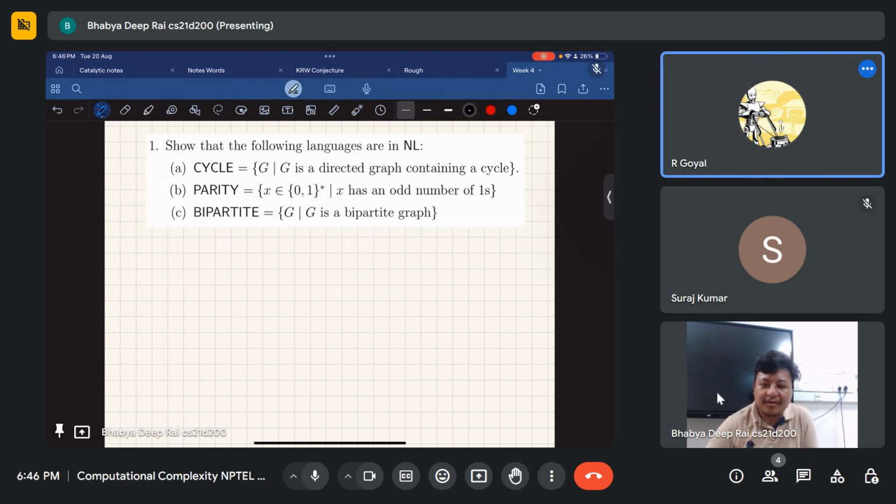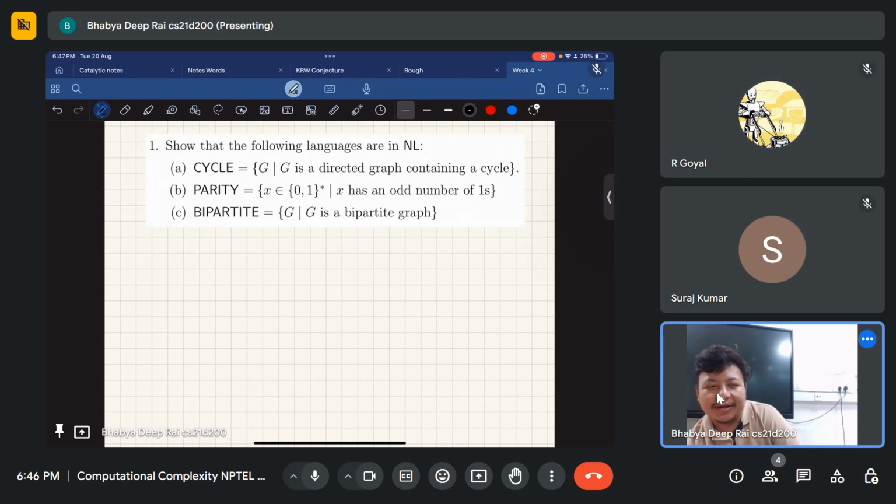Similarly, the same logic can be used for parity. And I'm not sure about bipartite, because even though you discussed in the last session how to show whether a given graph is bipartite or not, I forgot the mechanism. Except that bipartite is the two-colorable thing. Yes, that's correct actually. But cycle in L is not obvious, because just using counters, detecting a cycle is not easy.